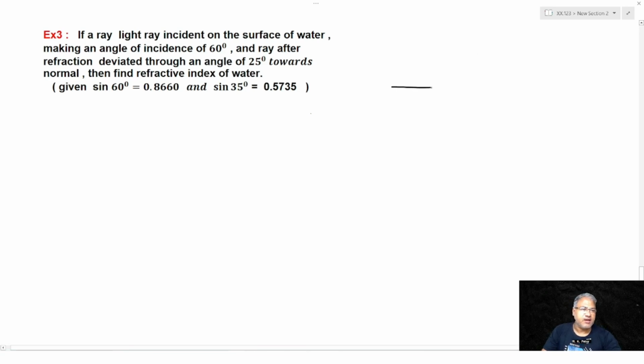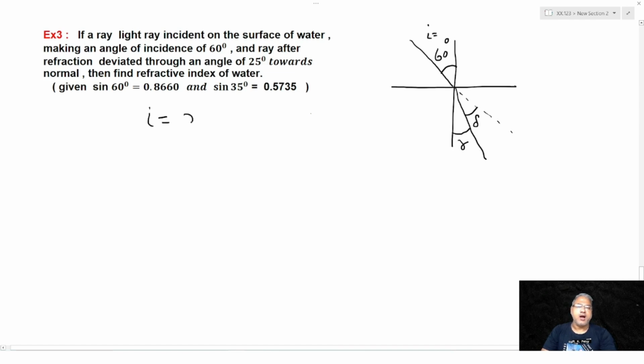First of all, draw the diagram here. This is the normal, and these are the incident rays, and the angle of incidence equals 60 degrees. Now, this is the angle of deviation. The deviation is nothing but this angle delta, and this angle equals r, and we know that relation: i equals 60 degrees, and we know that i equals r plus delta, and the delta value is given as 25 degrees.